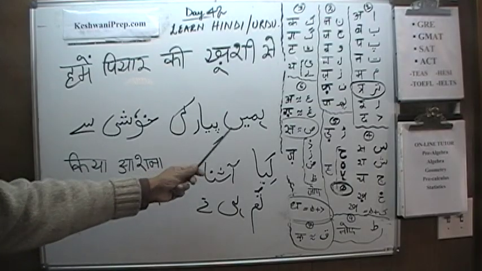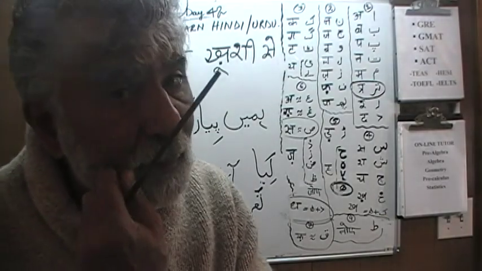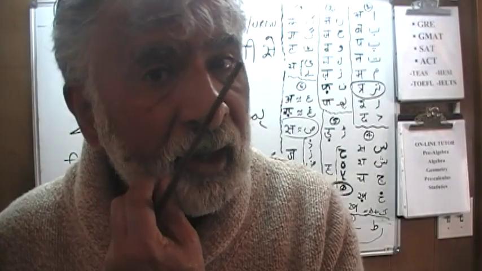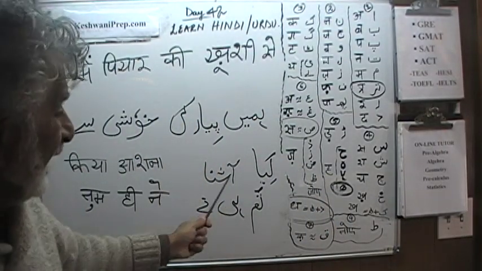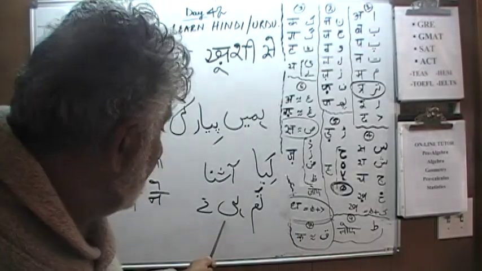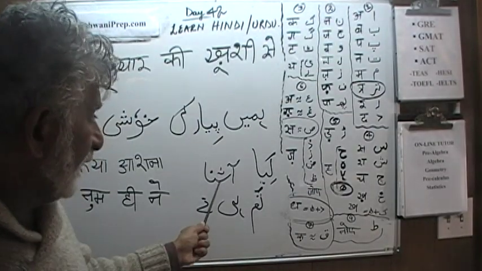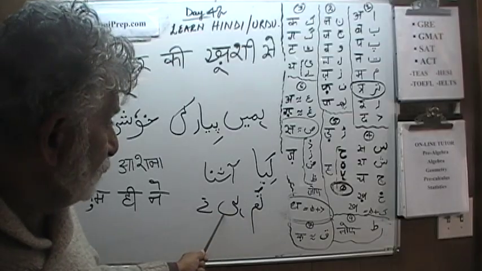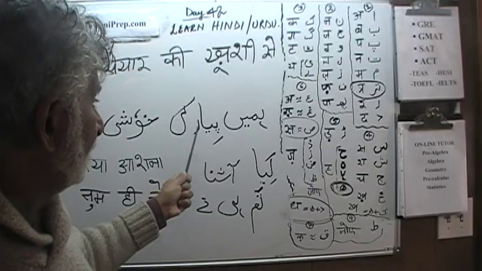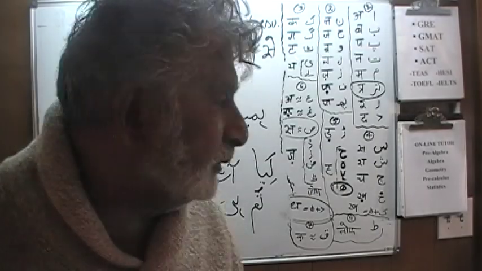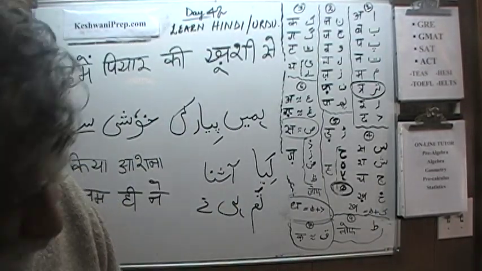So what does it say? हमें प्यार की खुशी से किया आशना तुम्ही ने. प्यार की खुशी से, happiness of love. तुम्ही ने, he means, here he means only. It was only you. It was you who introduced me. Ashna, introduced, to get acquainted to. It was you, it was nobody else but you who introduced me the true happiness of love. हमें प्यार की खुशी से किया आशना तुम्ही ने. Let's do the next line.